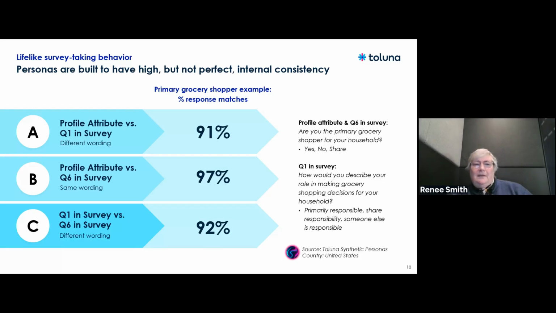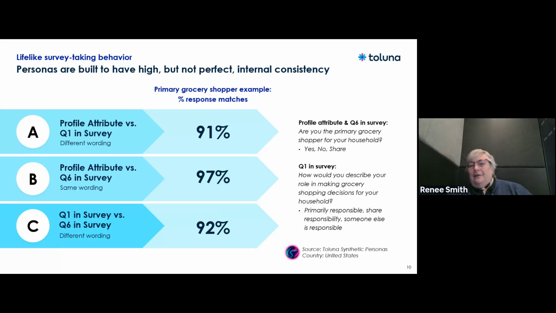So what you can see is that when you've got different wording, the attribute versus different wording in the survey, they provided the same response 91% of the time. When it's exactly the same wording, 97% of the time. And when it's the two survey questions, so not the attribute, but the two survey questions, about 92% of the time. This is just one example, but we see these range from about 88 to 98% of the time. So yes, they can make errors. Another place they can make an error.